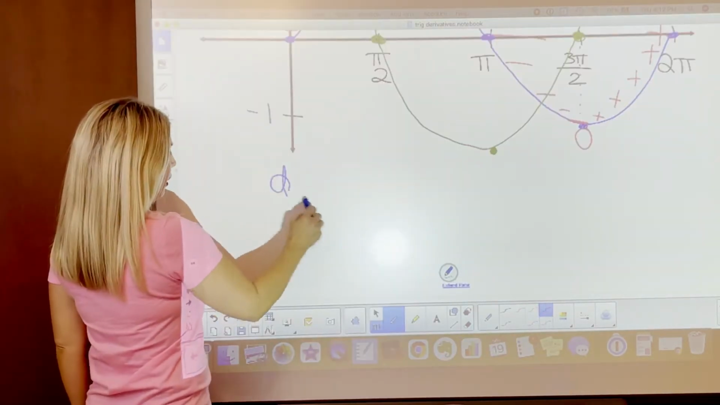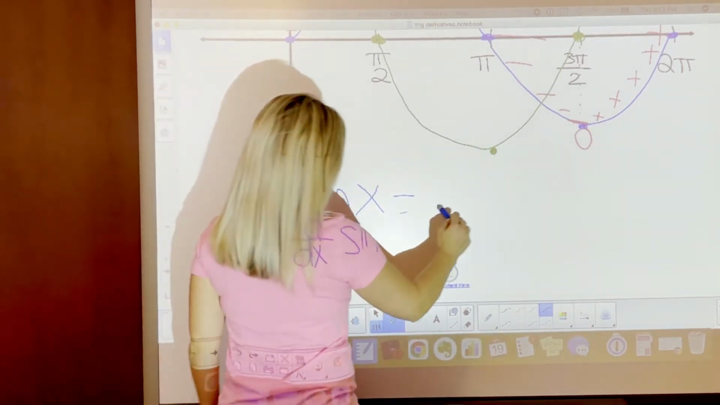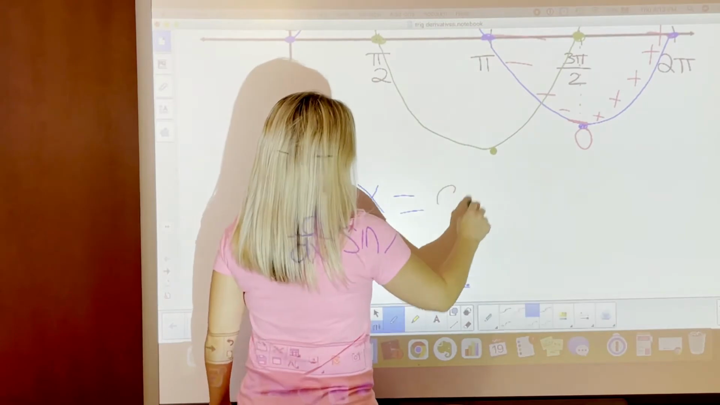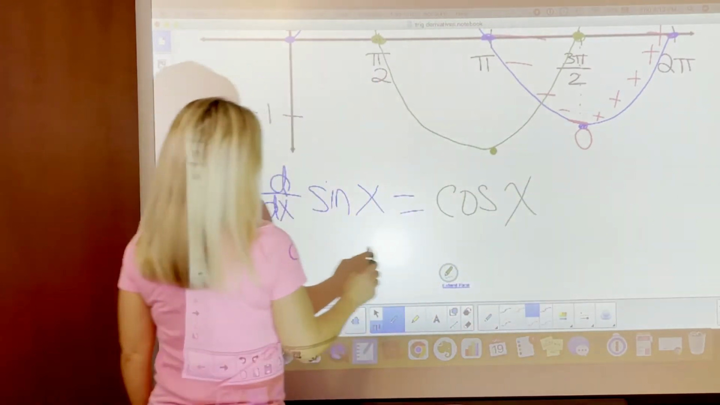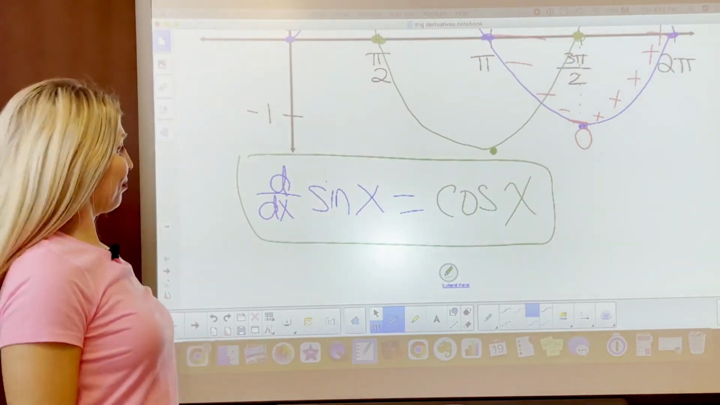So the derivative of sine x equals cosine x. Make sure you get that down.